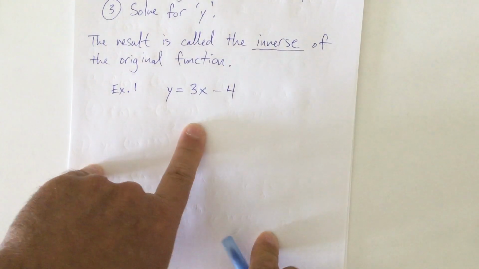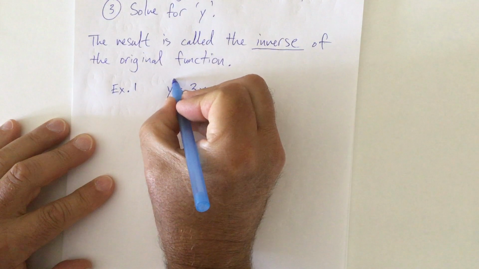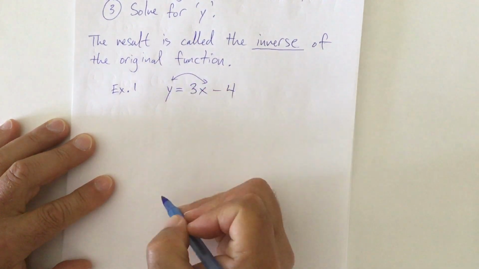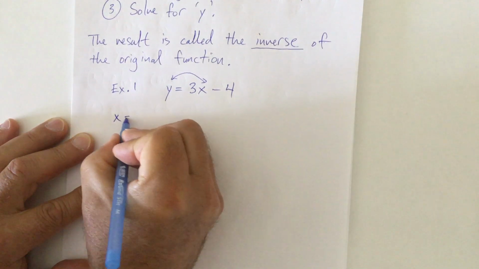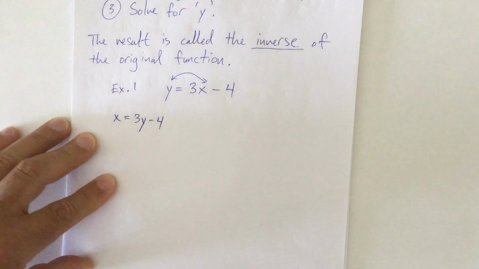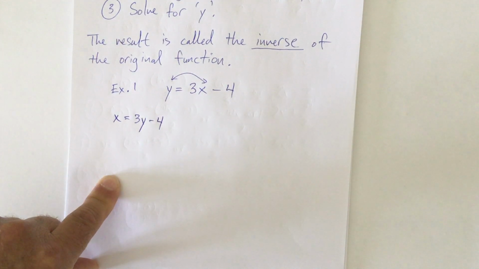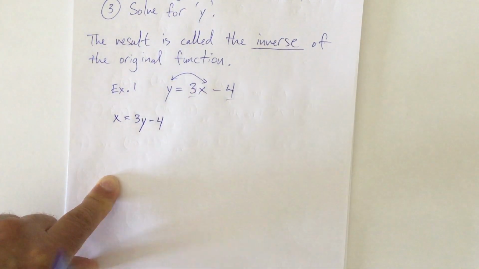This guy's already written in y equals form, so I go cool. I'm going to interchange where these are. I'm going to put the x here, and then I'm going to put 3y minus 4. I interchange x and y. I don't change the location of anything else. I leave the 3 right there. I don't touch this. I just put x where y was.